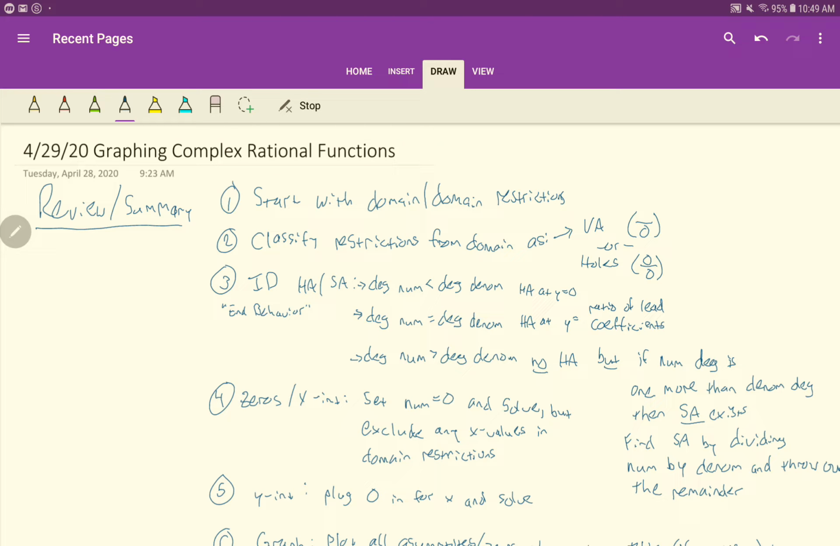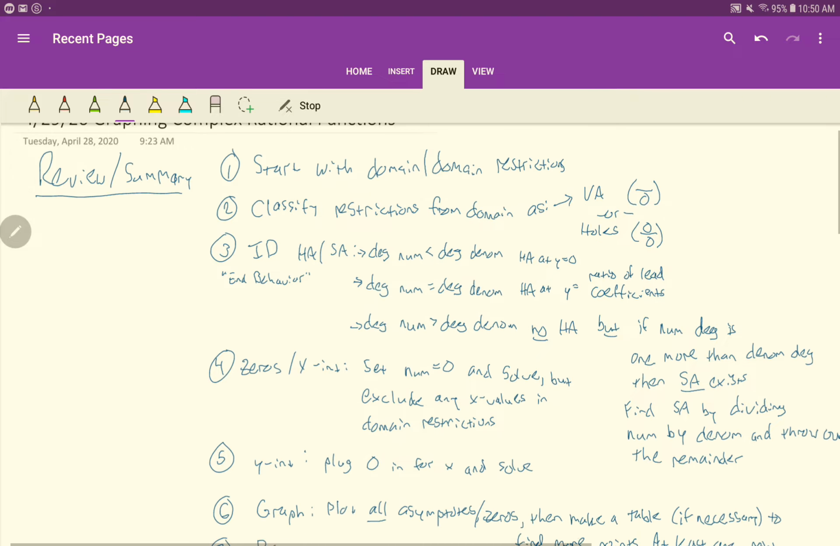All right, hello everyone, and welcome to our final day looking at graphing complex rational functions. We'll do a quick review and summary, and then we will get right into our lesson, because I want to make sure we get through at least two graphs. So, our final day here. Let's take a look at these things.